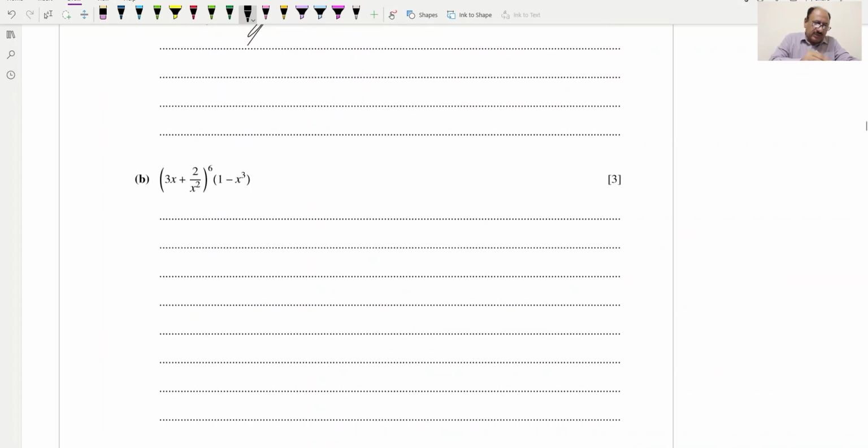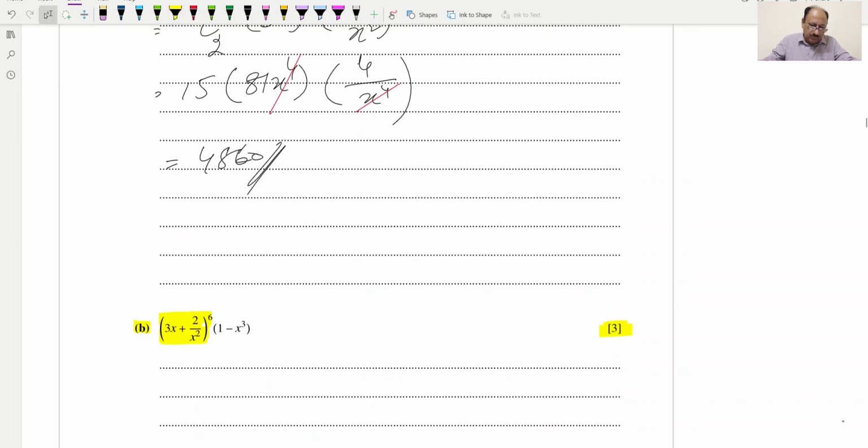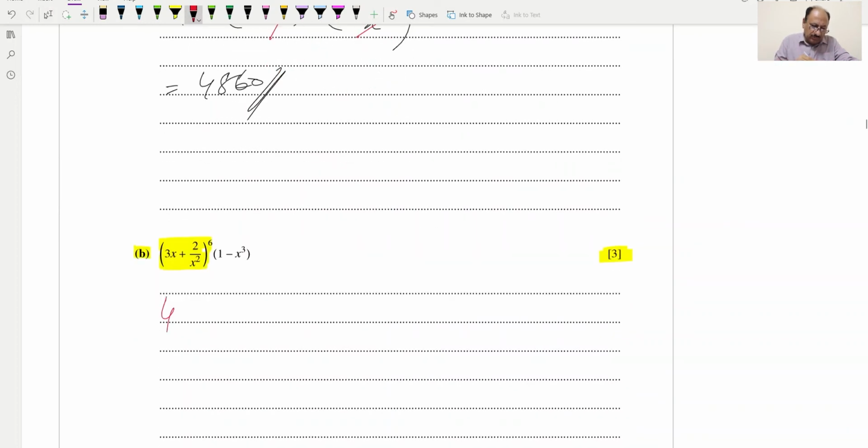Now the second part is also for 3 marks, and if we check, the first portion is the same as this one, so we can write the first portion as it is. So the term independent of x will be 4860. If I change the color, it will be 4860.